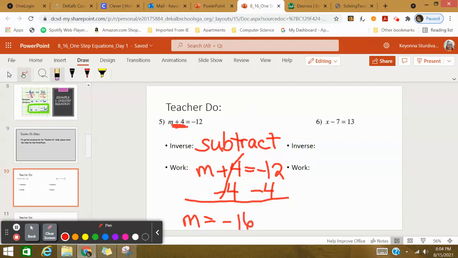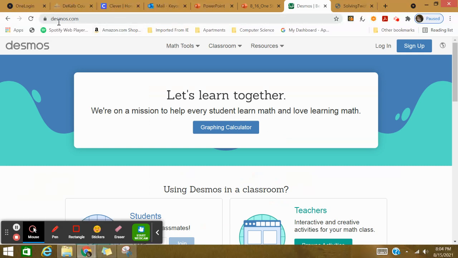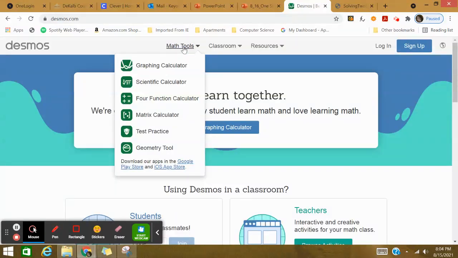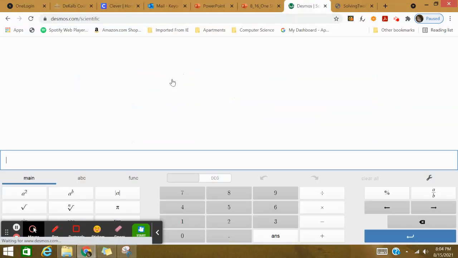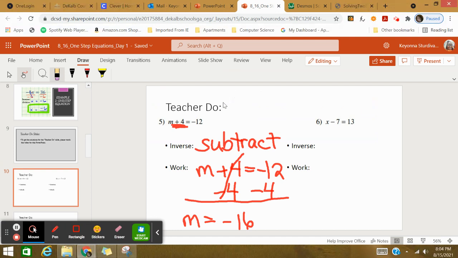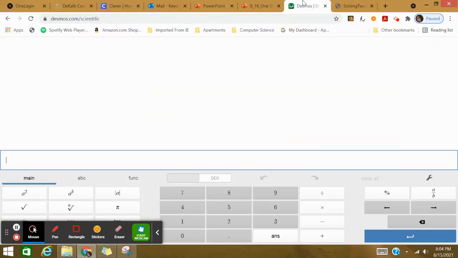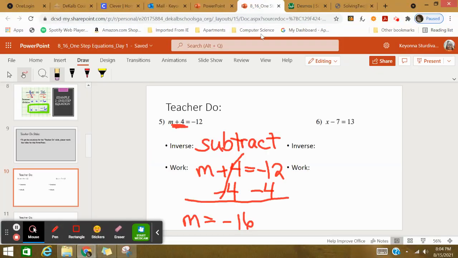And if you are unsure what your answer is, you guys can go to desmos.com. Again, in the web browser, you would type in desmos.com. It will take you straight to the website. Under math tools, you'll click the drop down and then you'll click where it says scientific calculator if you need a calculator. So again, if you weren't sure what the solution is here, you could do -12 minus 4 on the calculator. It will give you your answer, which is -16.